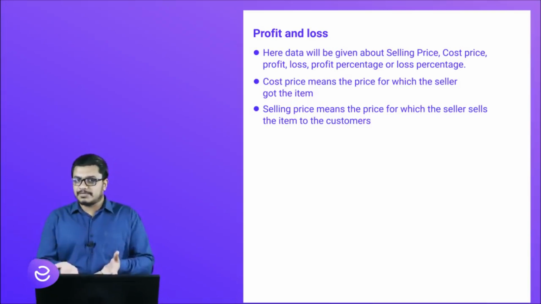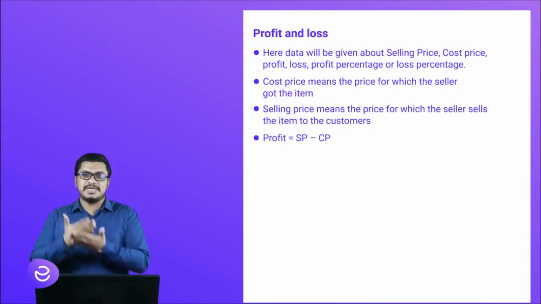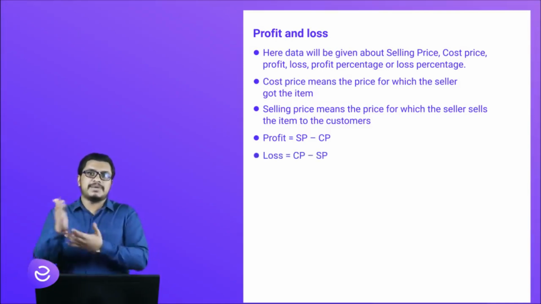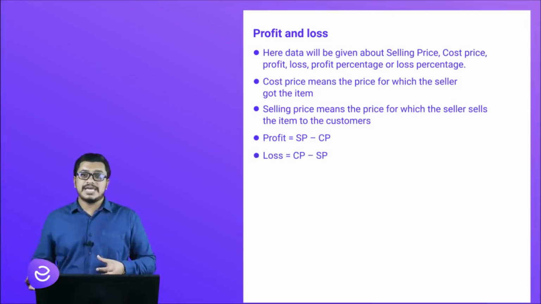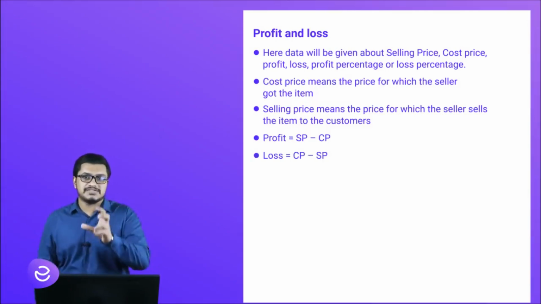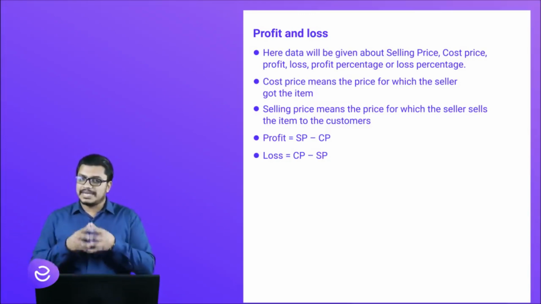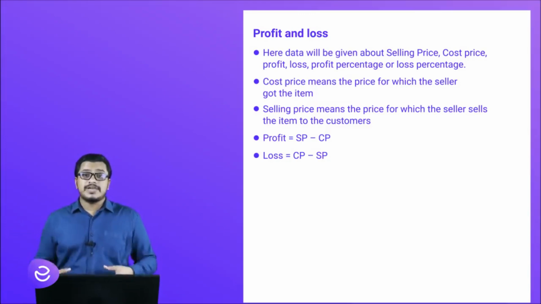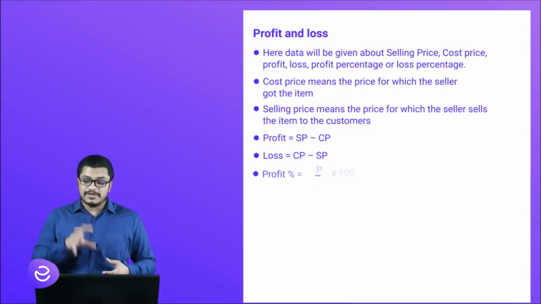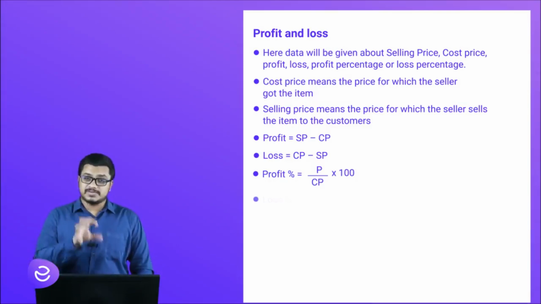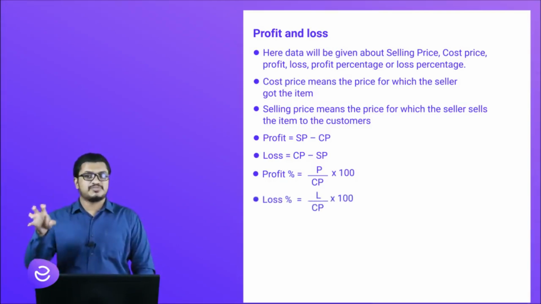How will we find the profit? Profit equals SP minus CP. Loss equals the opposite, CP minus SP. If the cost price is higher than the selling price, it will result in a loss, and loss equals CP minus SP. Now how to find the profit percentage? Profit percentage equals profit divided by cost price into 100. Loss percentage means loss divided by cost price into 100.